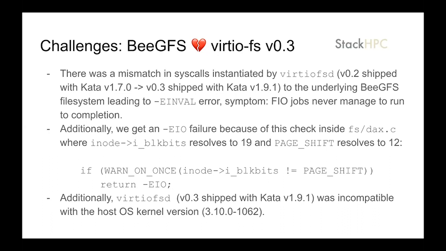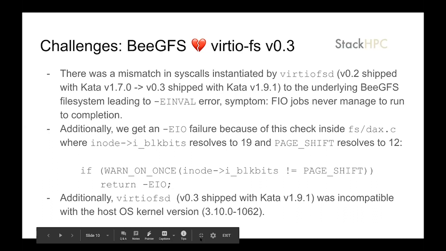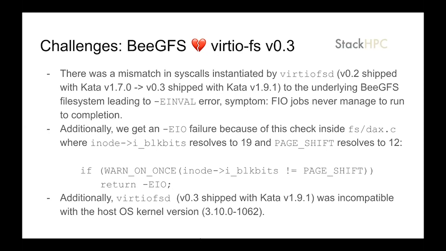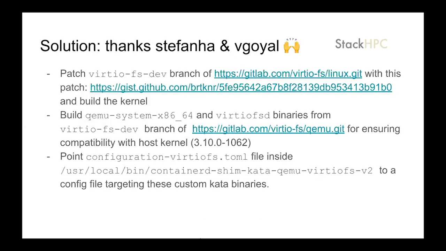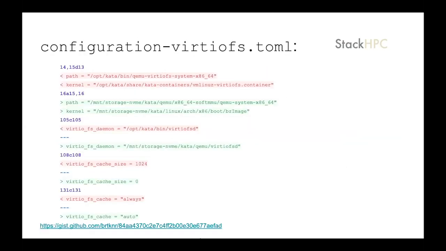Also, another issue we faced was that we were using CentOS, and the virtio-fs that comes shipped with Kata requires a much newer host kernel. It didn't support the latest for CentOS, which is CentOS 7 with kernel 3.10. So we had to rebuild the virtio-fs binary in order to make that compatible. And yeah, thanks to the folks from the virtio-fs dev channel.